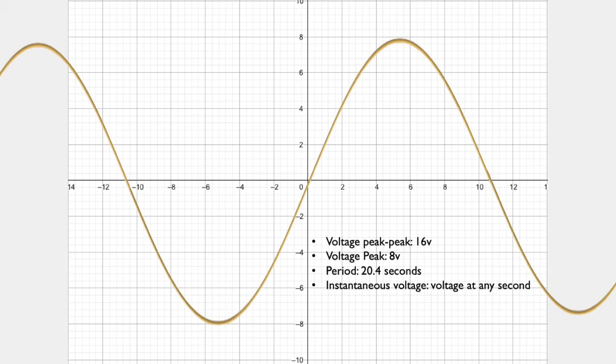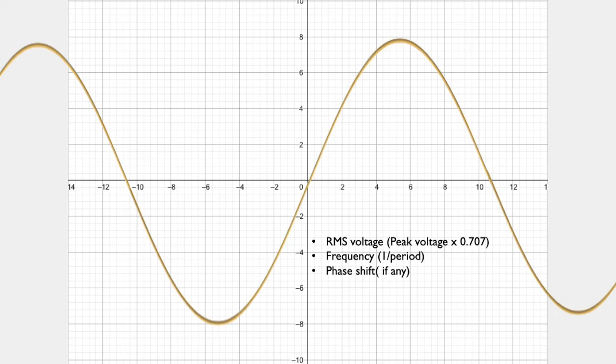Now, as we mentioned before, these waveforms are quite useful on their own, as by simply looking at them we can extract a number of pieces of different information, such as the voltage peak to peak, the voltage peak, the period, or the instantaneous voltage. Even more information can be extracted from the graph using simple calculations.